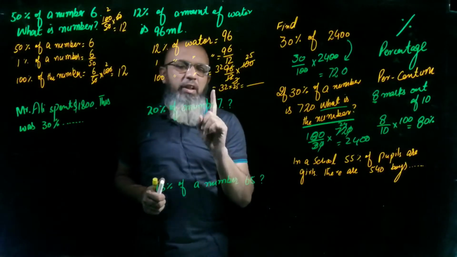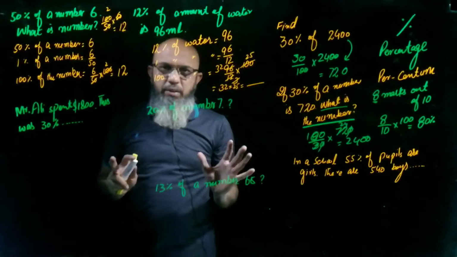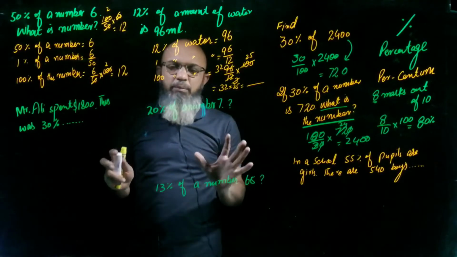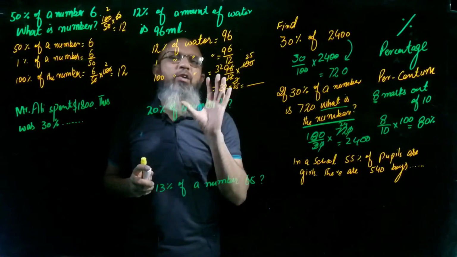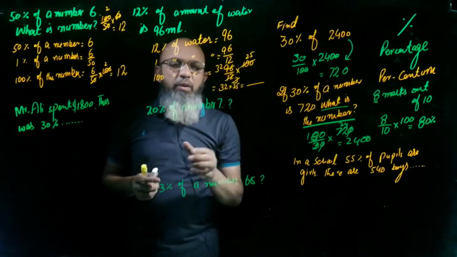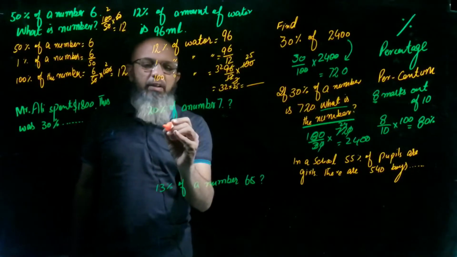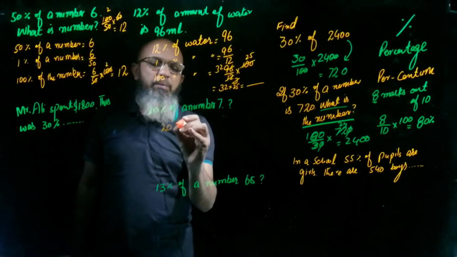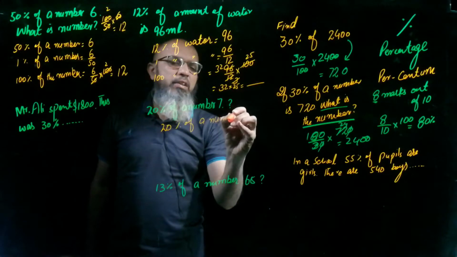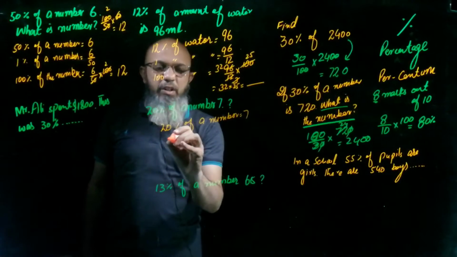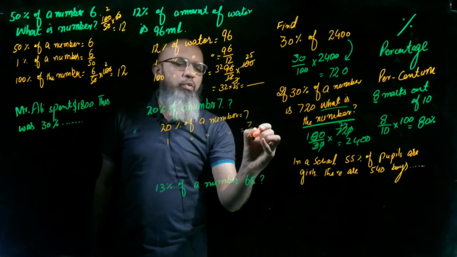Keep one thing in mind, that you have to find the whole value in all these questions. These questions are from your textbook, so some percentage is given to you and you have to find the whole value. Look here, one more question. 20% of a number is 7. So what do you write here? 20% of a number, that is 7. So what is 1%? 1% of the number, 7 over 20.